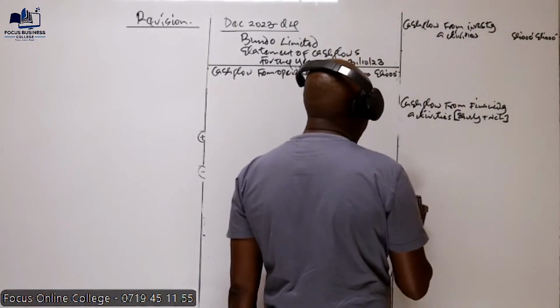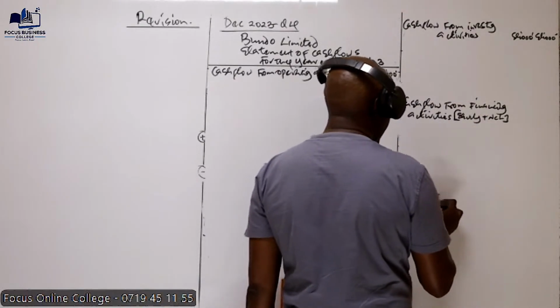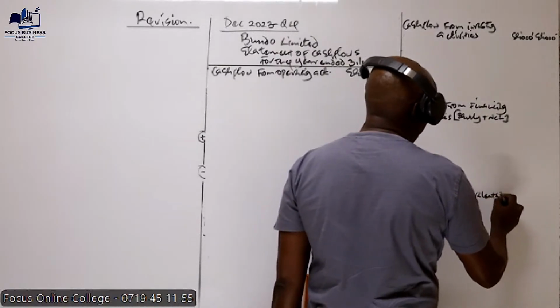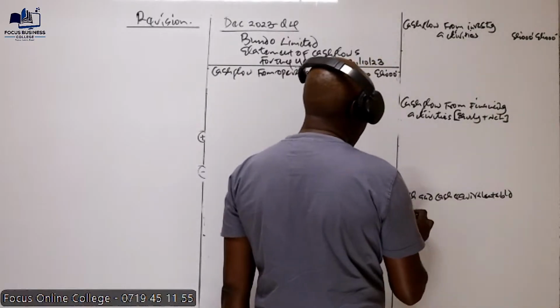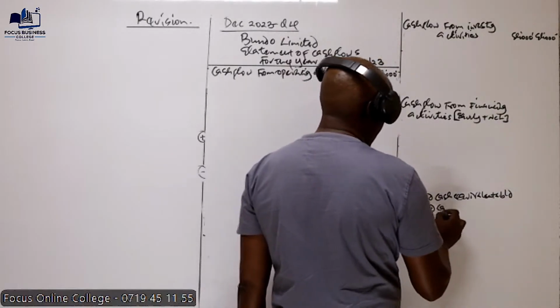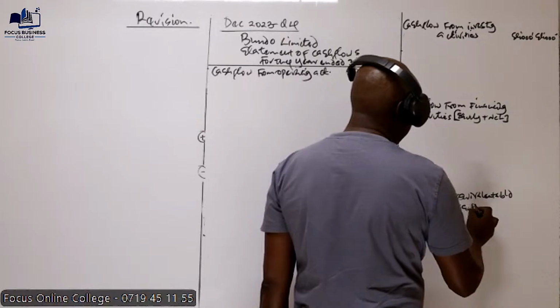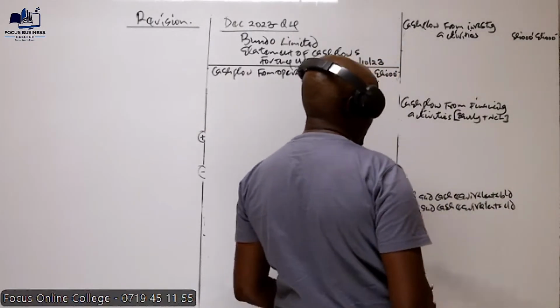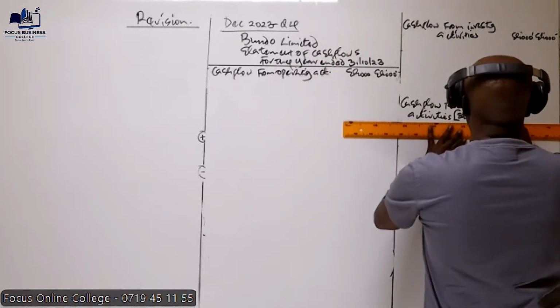And then down there, we record the cash and cash equivalent. The cash and cash equivalent at the start, and the cash and cash equivalent at the end. That is balance carried down there.